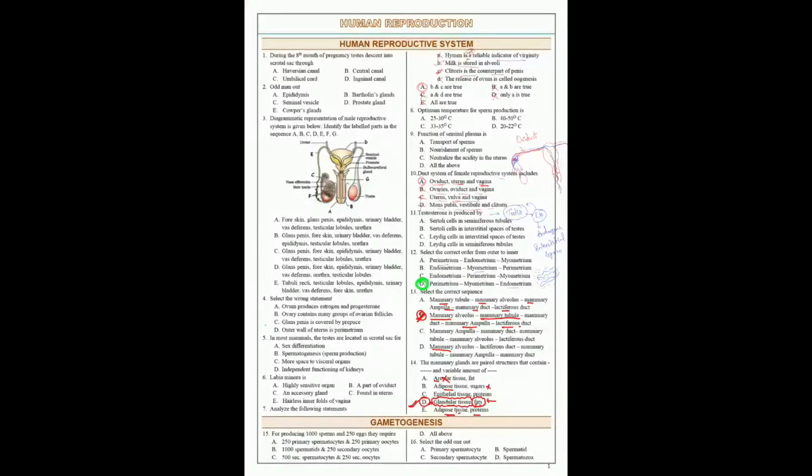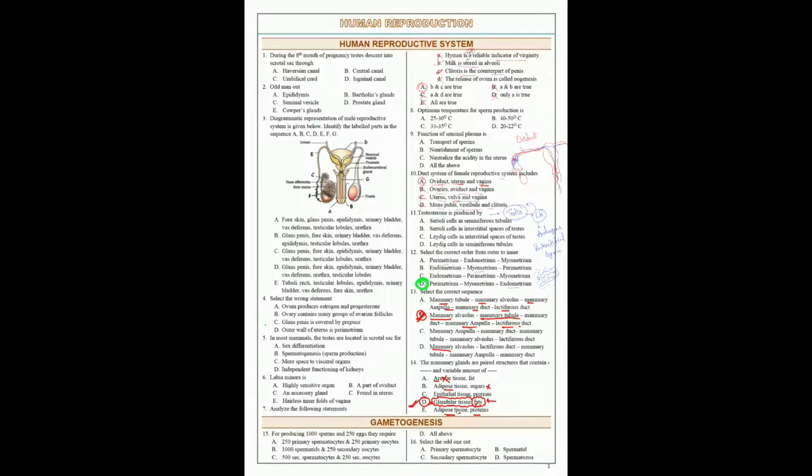Okay. Chalo. Next. So we are done with the anatomy of male reproductive and female reproductive system, the basic anatomy. Take questions from that. Now we'll go with the gametogenesis. So the gametogenesis for producing 1000 sperms and 250 eggs, they require how many primary spermatocyte and secondary spermatocyte or oocyte? Right?